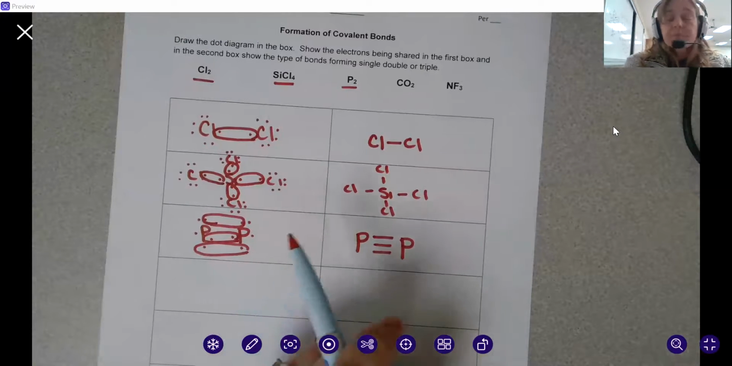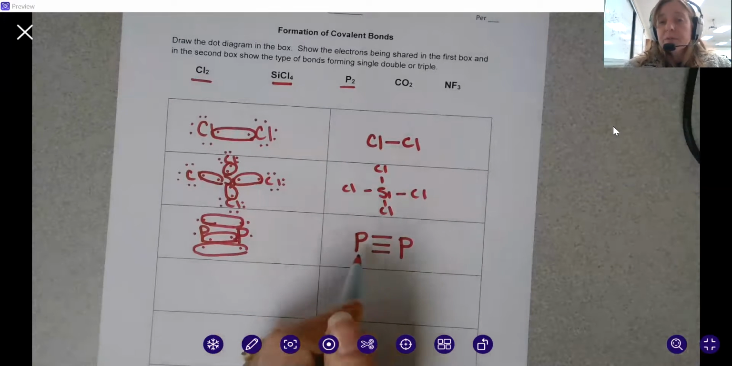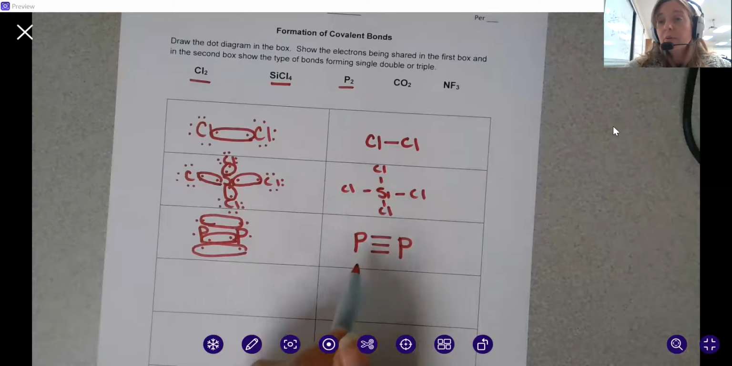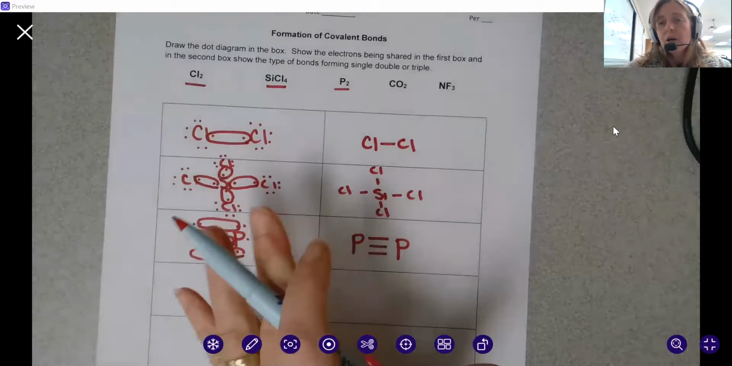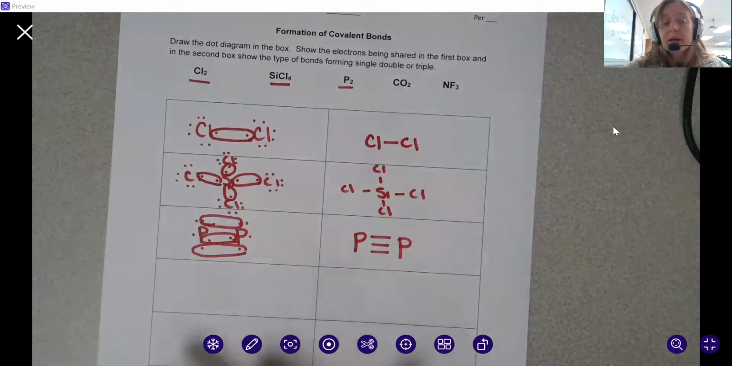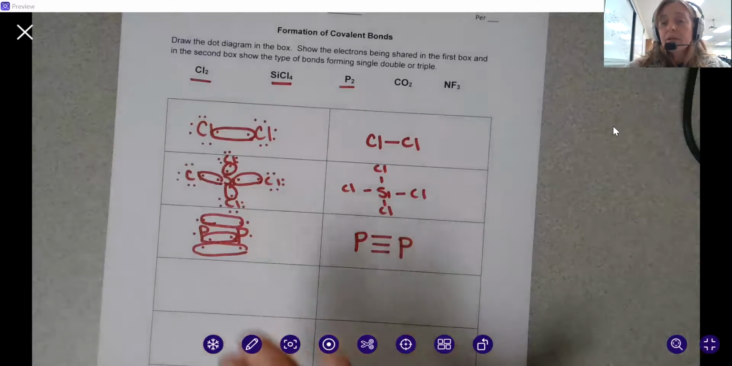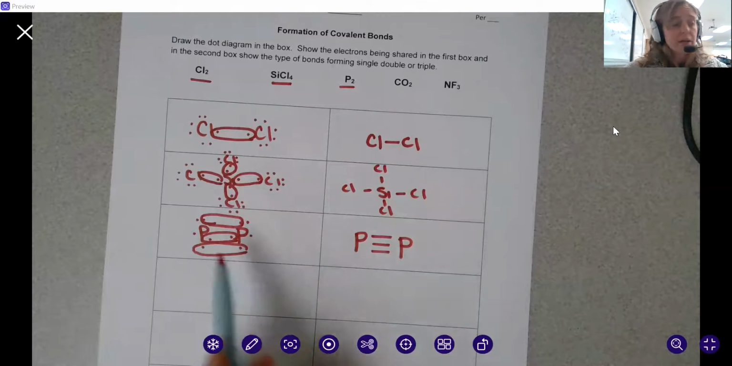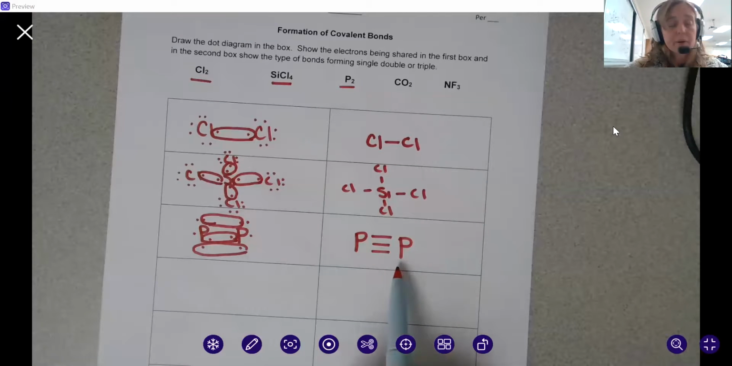Okay? Now, phosphorus does have unbonded or lone pairs of electrons around it, which will affect the shape, but we're not going to talk about a bunch of different shapes and things in this chapter. So just note that we're just looking at the bonds. So that's why I'm not representing this with the unshared pairs of electrons, because right now I just want you to focus on looking at the sharing of electrons and then drawing the bonds between them, okay?